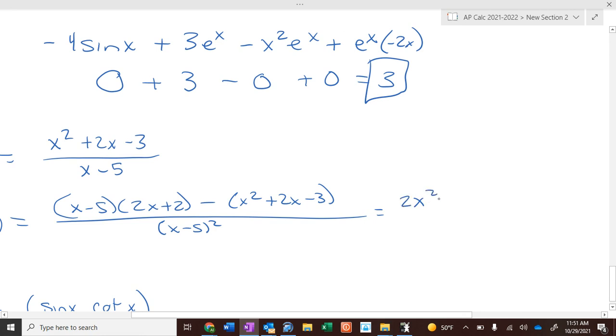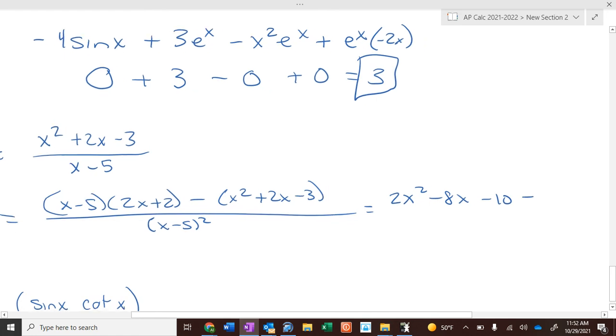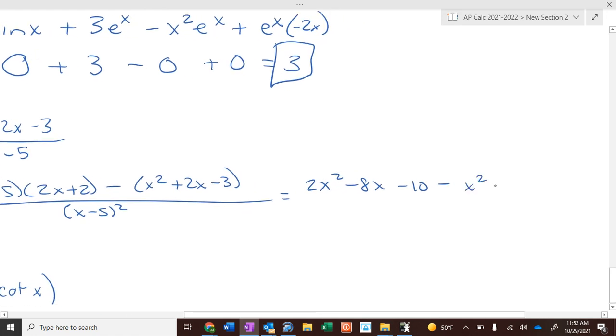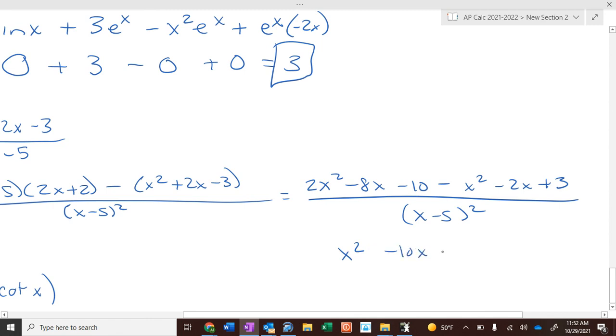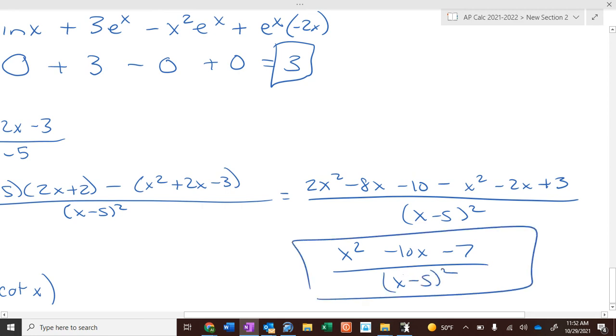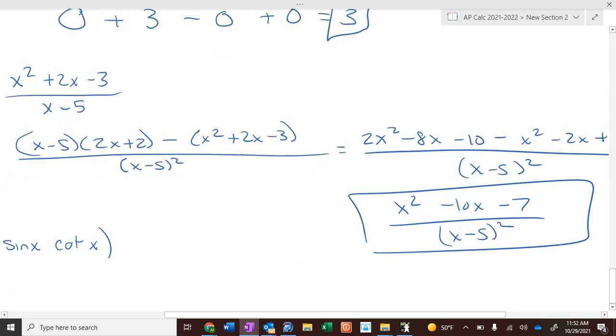2x squared. Outers is plus 2x. Inners is minus 10x, so minus 8x. Minus 10. Minus that quantity, which is minus x squared minus 2x plus 3, over x minus 5 squared. So it's x squared minus 10x minus 7 over x minus 5 quantity squared. You don't have to multiply out the bottom. I think they'll leave it in that form.